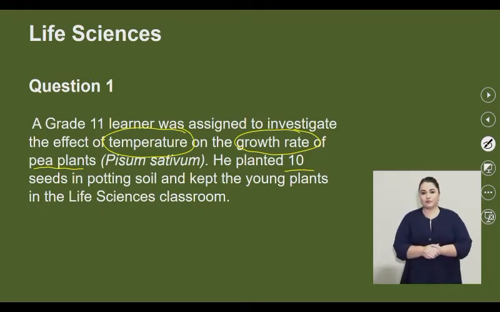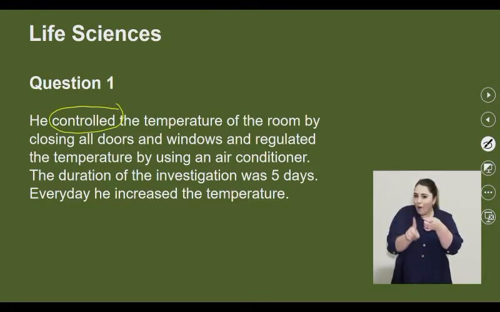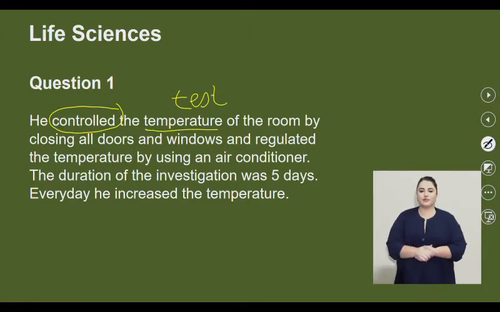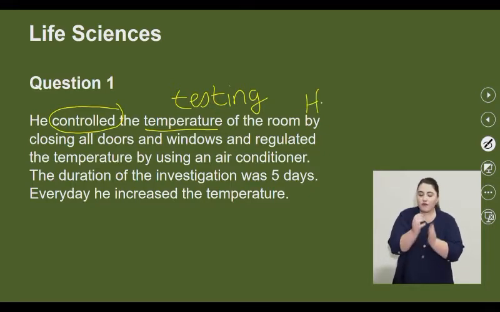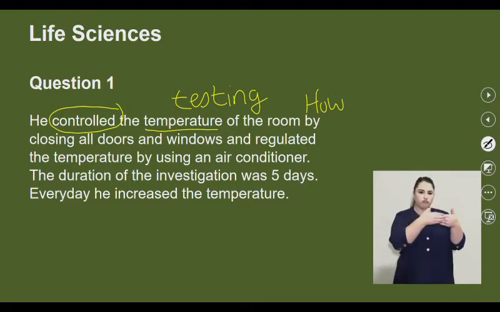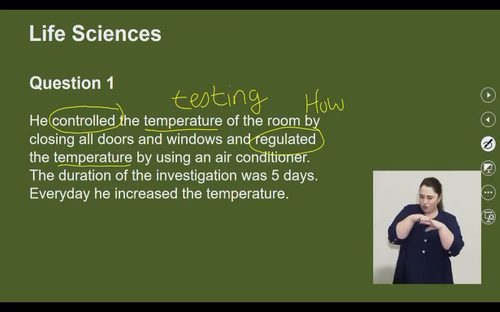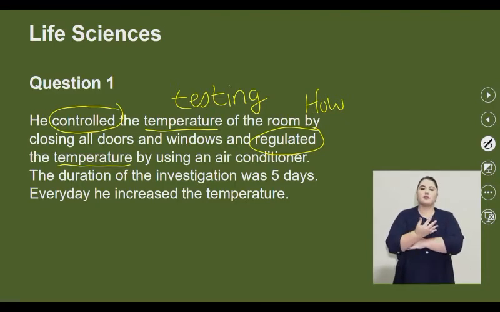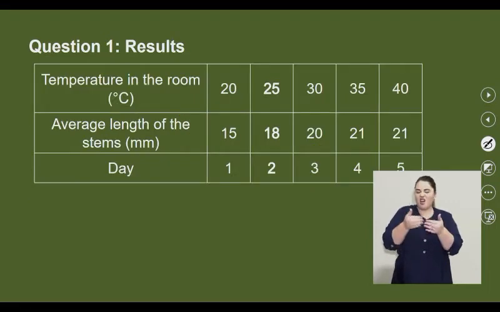So what did he do next? He now controlled, and take note, a scientist controls something. He controls specifically the temperature because this is what he was testing. And then how did he do it? He had certain precautions like closing all doors and windows, and then he once again controlled the temperature by using an aircon. The extra information given is that the investigation lasted 5 days, and every day he controlled the temperature. So let's now look at the results.